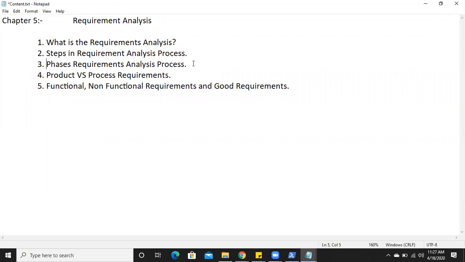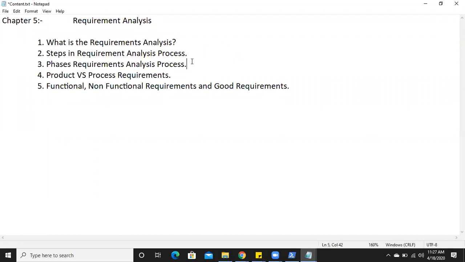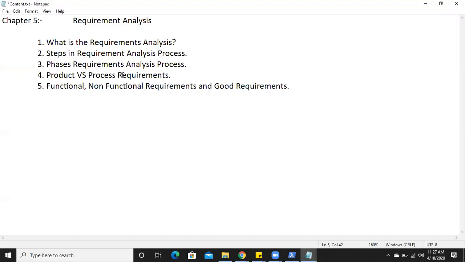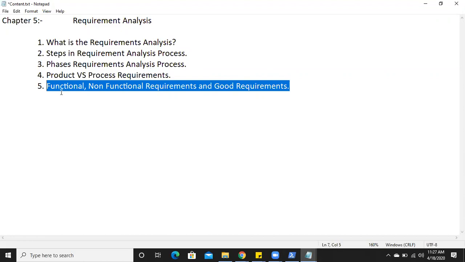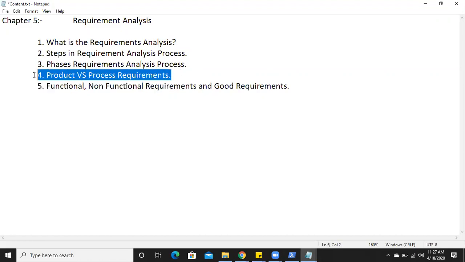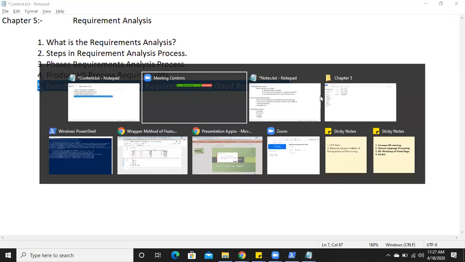This chapter is not very big, it is very small, very good and understandable. You can score very well in this chapter, and it is also very important from a practical life perspective. So we have left these two topics. Let's first cover functional and non-functional requirements and the good requirements, then we will move towards the process and product requirements. Let's cover first what the functional requirements are, what the non-functional requirements are, and what the good requirements are.